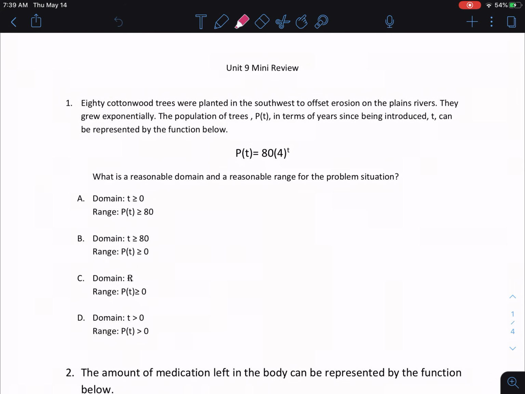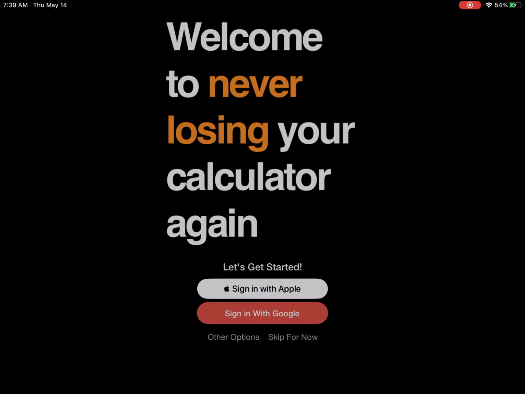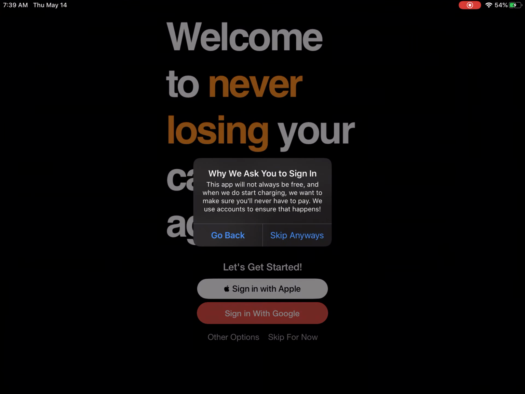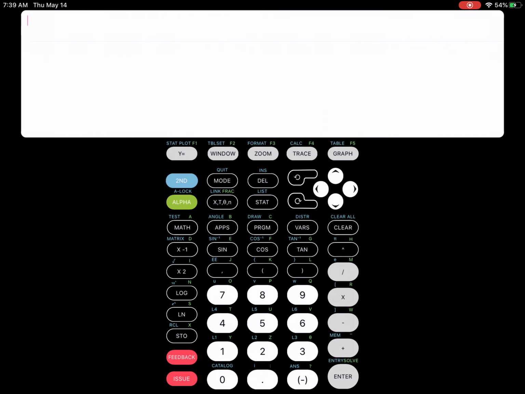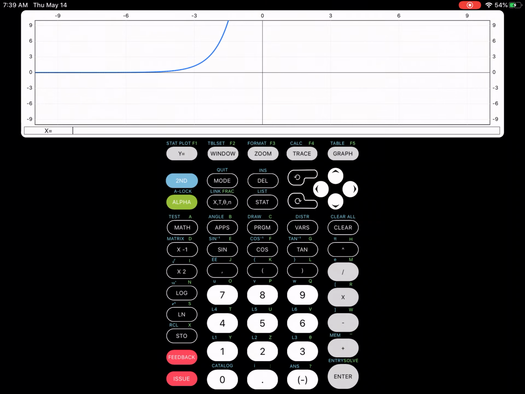So basically, we have this equation. I'm going to show you something. Put it in the calculator. So y equals 80 parentheses 4 to the x power. This is our graph.